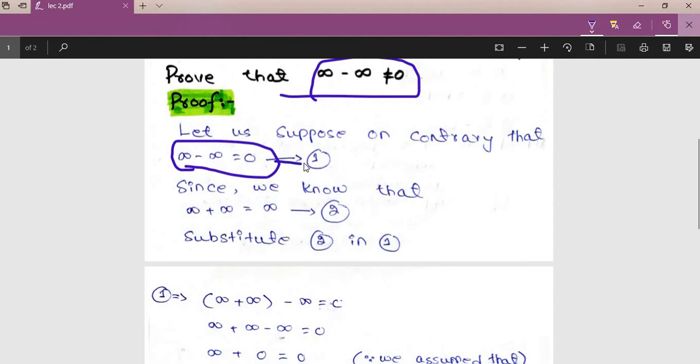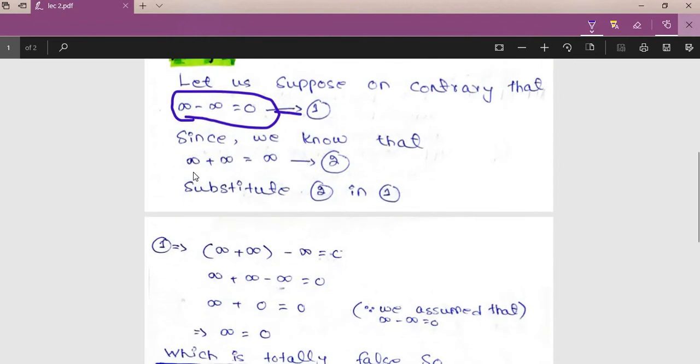This is equation number 1. Since we know that infinity plus infinity is equal to infinity, infinity is the biggest idea, so if we add infinity, it is the largest idea. This one is the largest idea, this one is also the largest idea, so if we add them, we will again get the largest idea. We don't need to prove that infinity plus infinity is equal to infinity. Call this equation number 2.